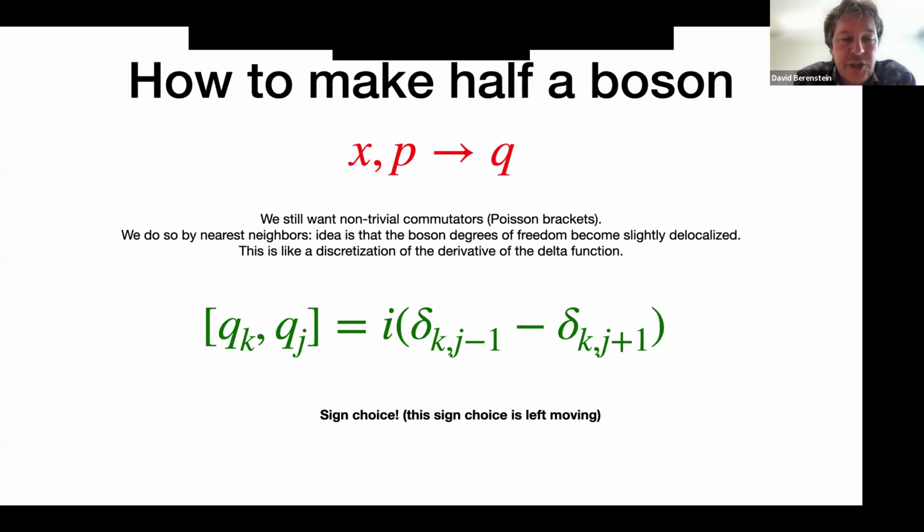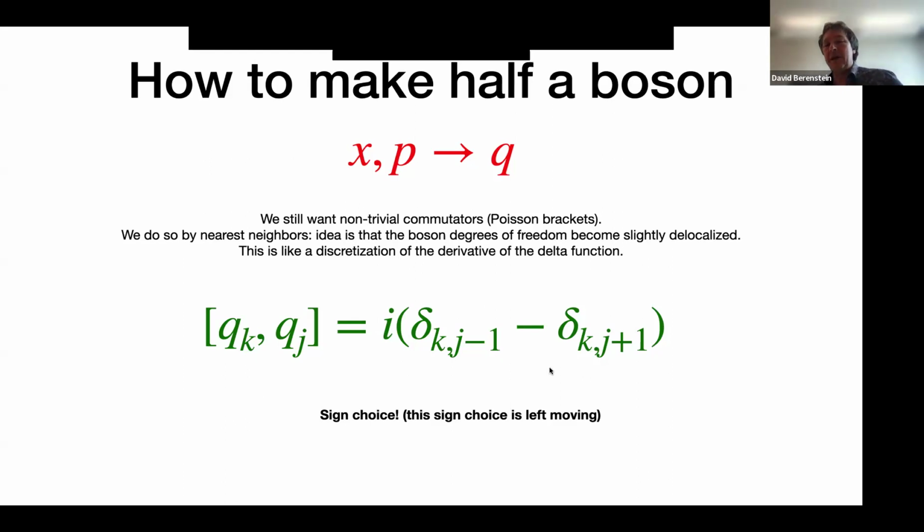And then I have to make a sign choice of whether the Poisson bracket or the commutator is positive to the right or to the left. This is a sign choice. I just have to pick one, and I'm going to call it left moving. It's a convention. If I pick the other sign choice, it's a right mover. And I can pass from a left mover to a right mover by a canonical transformation or by a change of variables. So it's not intrinsically different to choose one sign over the other one, but I have to pick one.